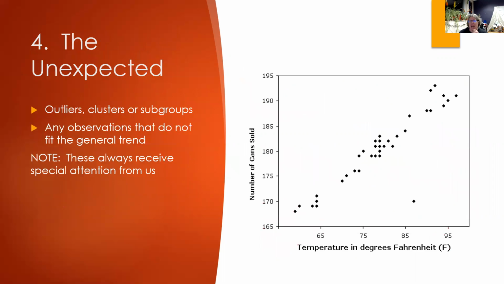The last thing we're going to look at is the unexpected. So these would be any outliers. So a dot that doesn't fit the pattern, or clusters or something like that.